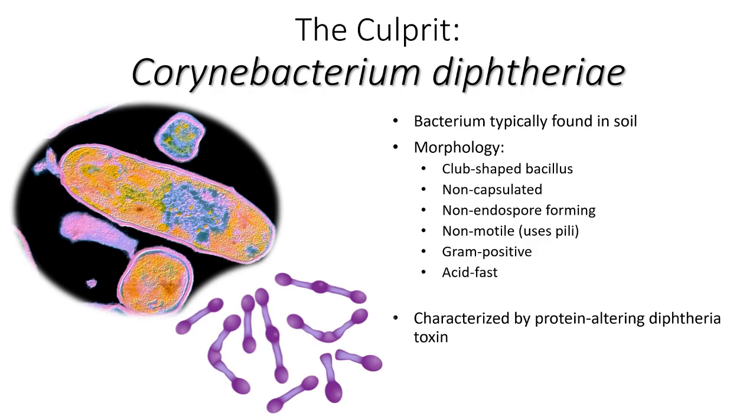This bacterium is ultimately characterized by its protein-altering toxin, which is known as the diphtheria toxin. This toxin lies inactivated in the bacterium until a bacteriophage comes along, infects the bacterial cell, activates the toxin, and thus turns this once harmless soil bacteria into a deadly pathogen. And we'll discuss that further down the line here.